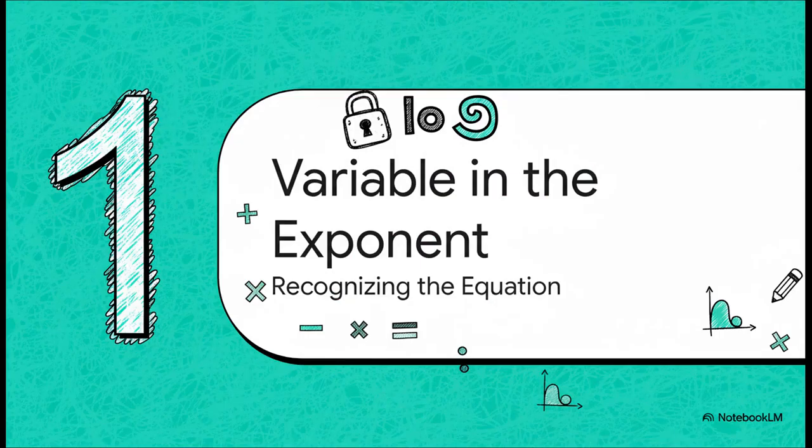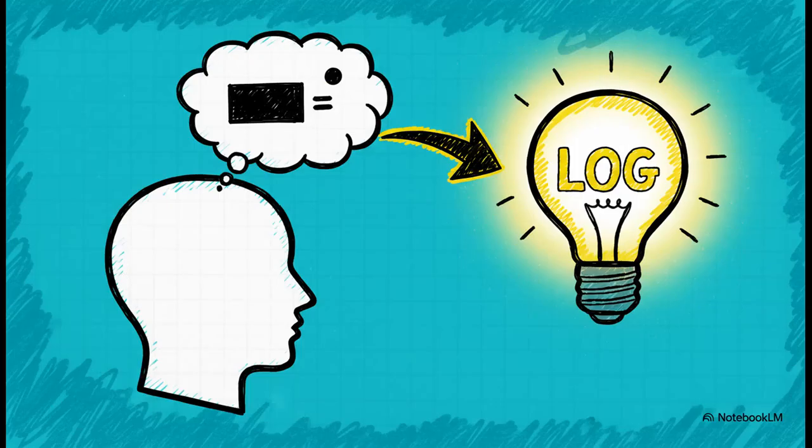So first things first, we got to know what we're looking at. This is called an exponential equation. And well, the name kind of gives it away, doesn't it? It's an exponential equation because the variable we're trying to find is in the exponent. And this is the big trigger. The moment you see that variable up in the exponent, a little alarm should go off in your brain, and that alarm should be screaming one word: logarithms. That is the special tool we need for this specific job.